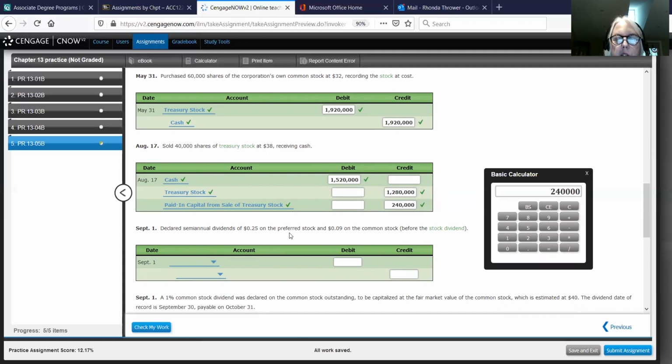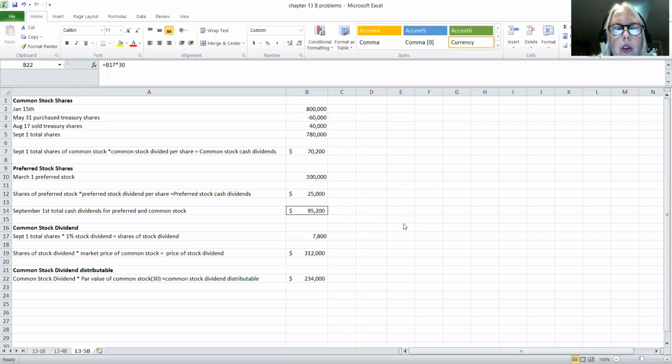I have created an Excel spreadsheet for you to look at for these calculations. So I'm going to move away from the Cengage screen, stop sharing it with you, and share with you the Excel spreadsheet that I have created that will help you to understand the computations behind this particular part of the problem.